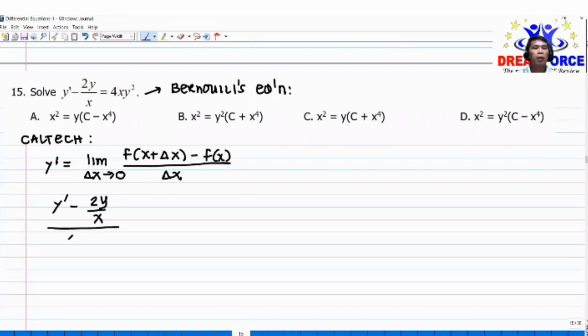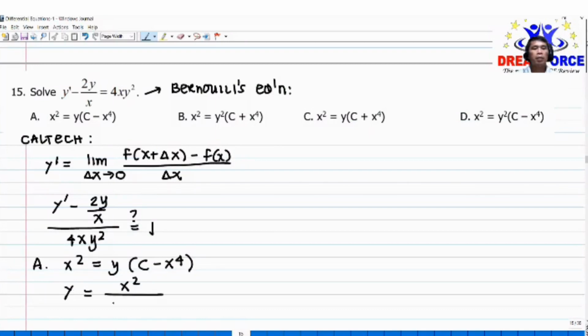I-divide natin ng 4xy squared. 4xy squared is equal to 1. Is it equal to 1? Okay. So, dito tayo sa A na x squared is equal to y times c minus x to the fourth. So, solve natin yung y, that is x squared divided by c minus x to the fourth.